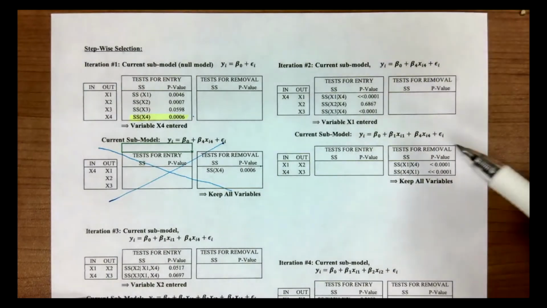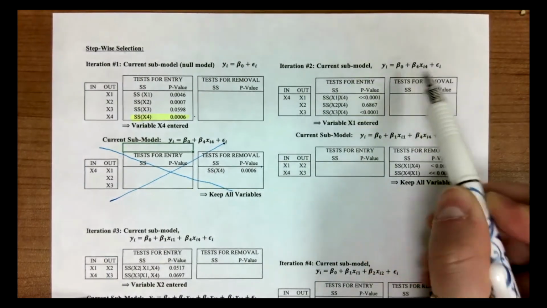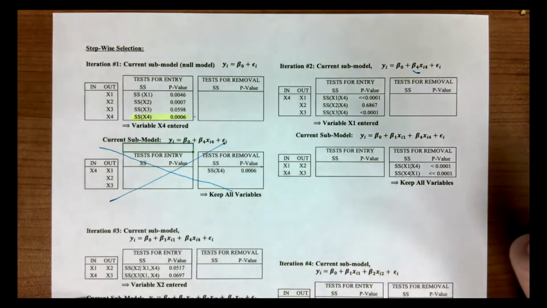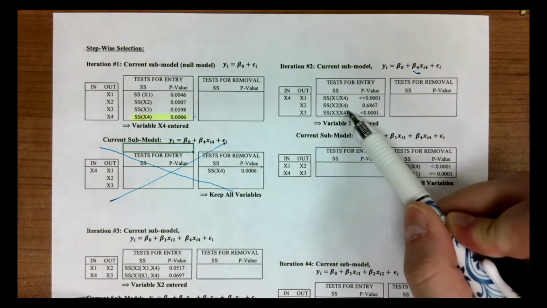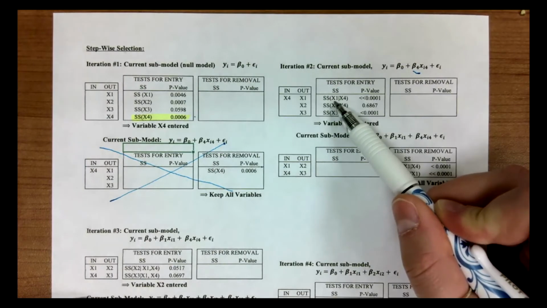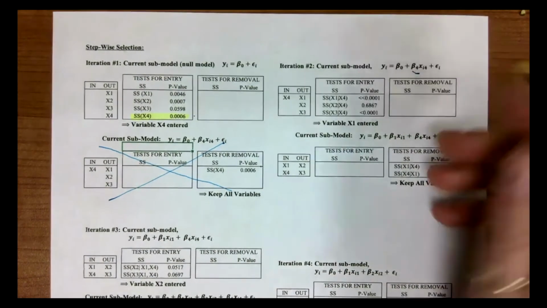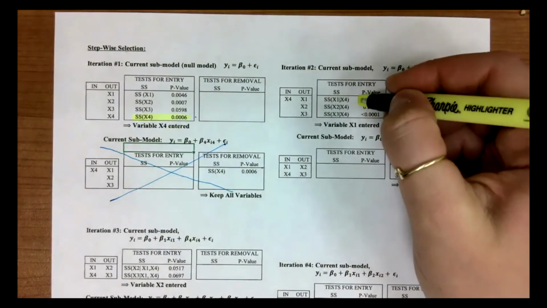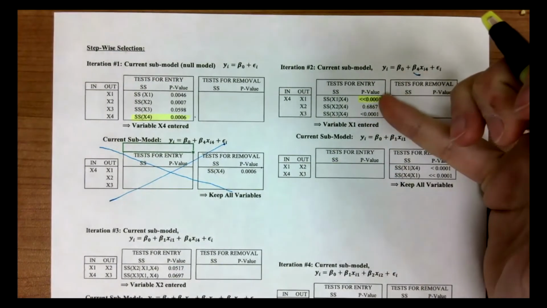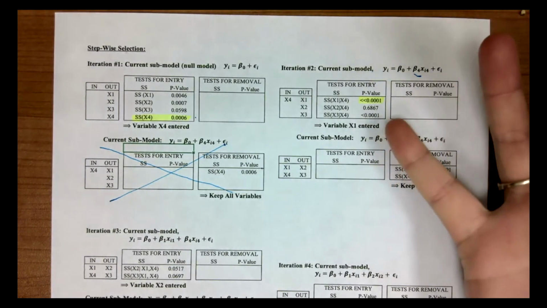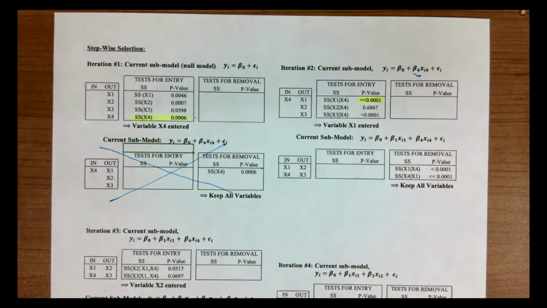Let's go to our second iteration. So in our second iteration, we have beta 4 in the model. What we're going to do is say, given x4, how does our model look now with x1, 2, and 3? We're going to pick x1 because it has the smallest p-value, and that p-value is also smaller than our alpha of 0.15. So we're going to say, hey, variable 1 can now enter the model.